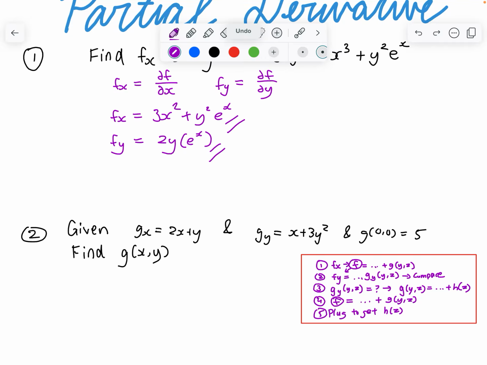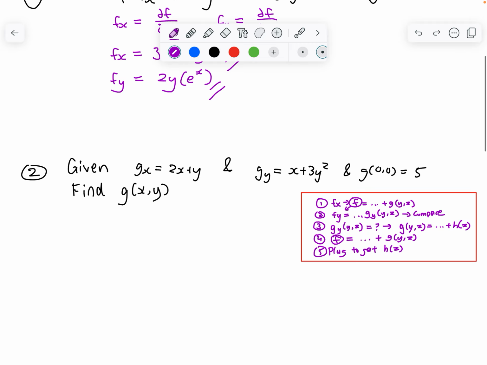On the right here, I wrote a step-by-step process, pretty simple, but it is hard when you try to do it yourself, so we're gonna do it together. For our second question, we're given gx equals 2x plus y, gy equals x plus 3y squared, and we're given the point.